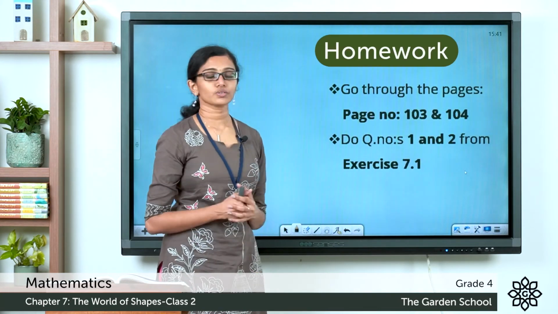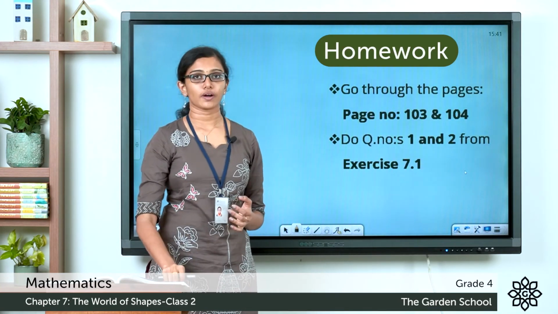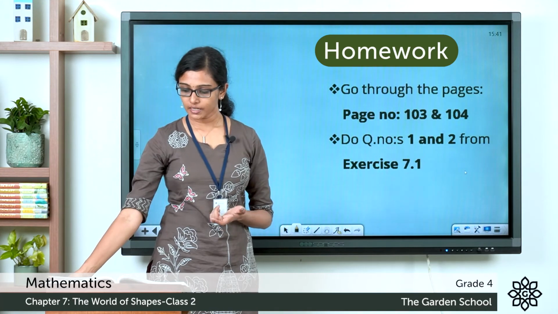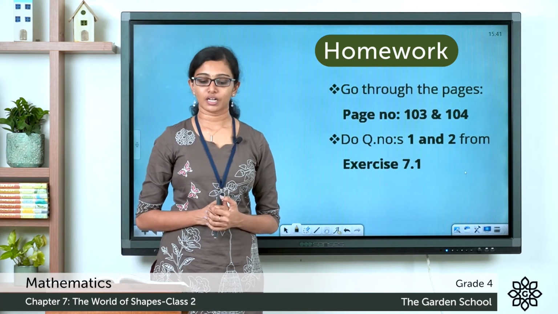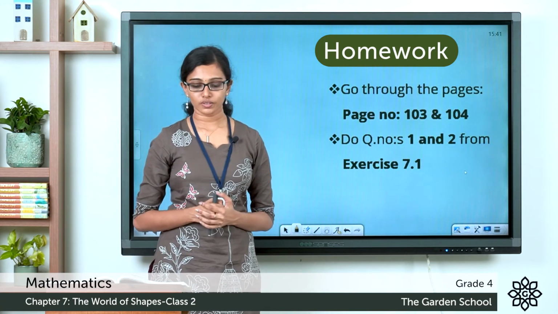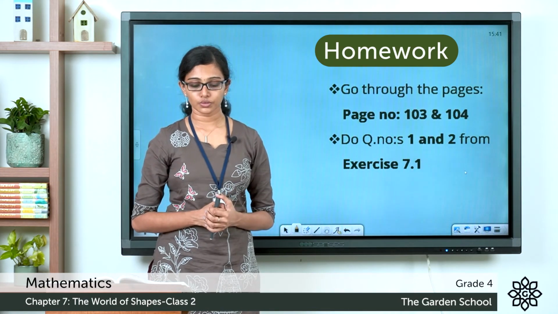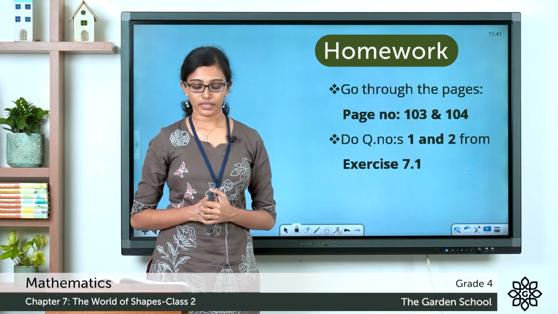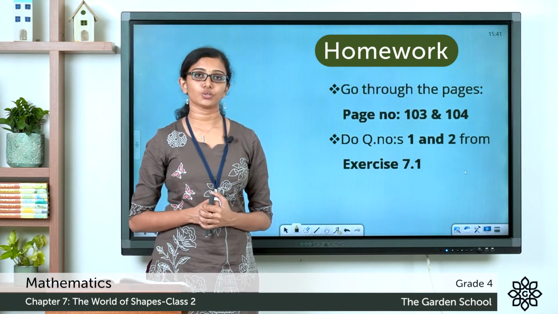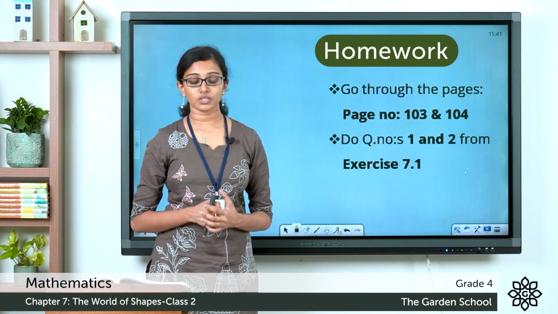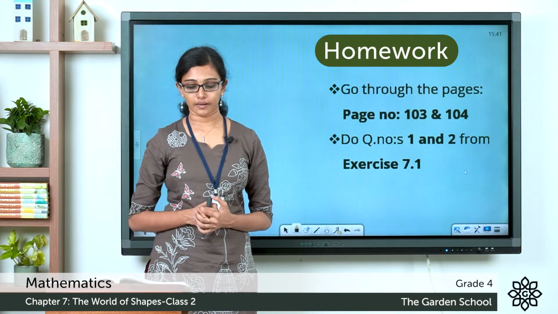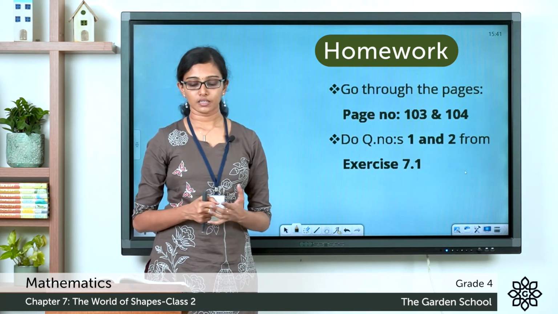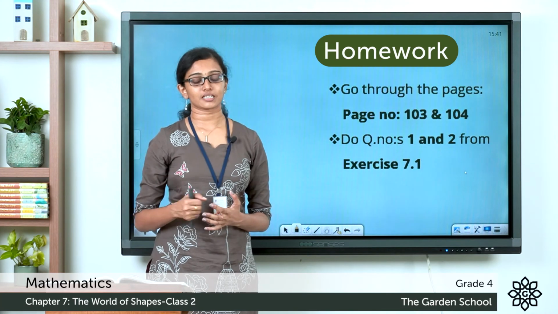Now you can go through this topic, measuring and drawing line segments using a ruler, in page number 103 and 104 of your textbook. Go through the topic once again. Then you have to do an exercise. Exercise 7.1. There are a couple of questions given there. Question number 1 and 2. The first question is to measure the length of each line segment given there. This one you can take the measurements and write the measurements in the textbook itself.